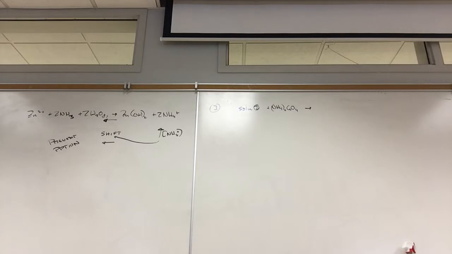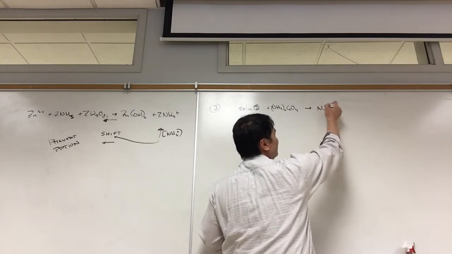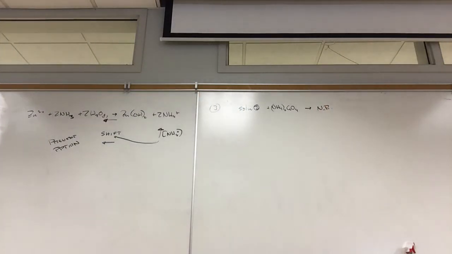Do we get a precipitate of zinc oxalate? Why not? Why don't we get a precipitate of zinc oxalate? We got a precipitate of calcium oxalate. Calcium is 2+, zinc is 2+. Why don't we get a zinc oxalate precipitate?